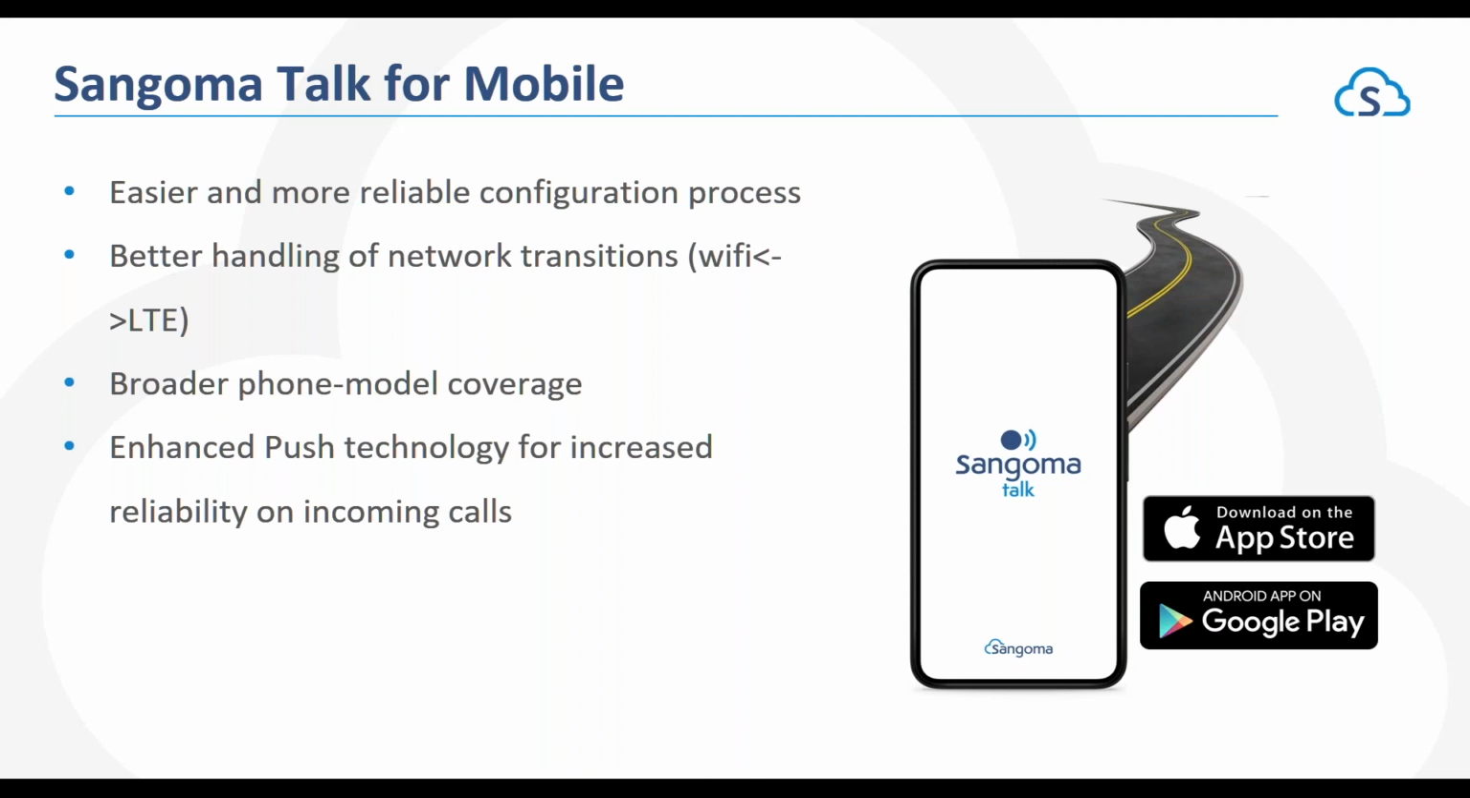Sangoma Talk is very easy to provision and configure. The process is seamless, and administrators can just push an email, and the users can just open the email, install the app, and the app gets automatically provisioned. There is a very easy configuration process. It's very secure as well.